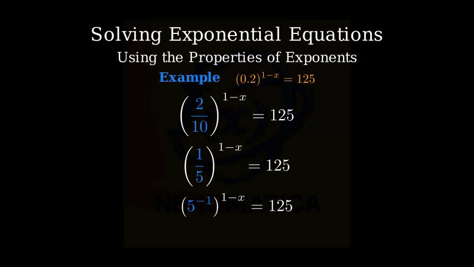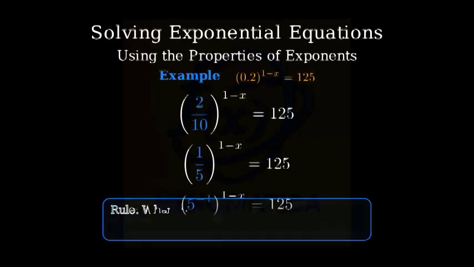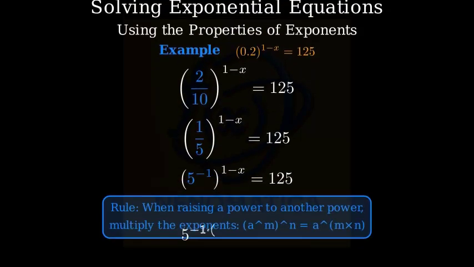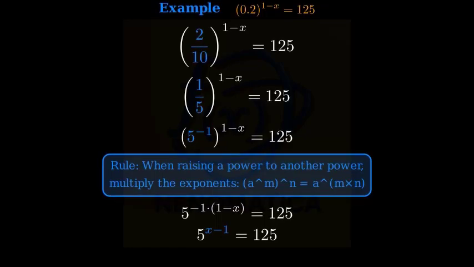Now, we can apply the power rule for exponents. The rule states that when we have a power raised to another power, we multiply the exponents. So, 5 to the power of -1 raised to the power of 1 minus x becomes 5 to the power of -1 times 1 minus x, which simplifies to 5 to the power of x minus 1.